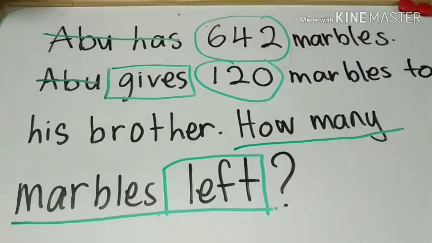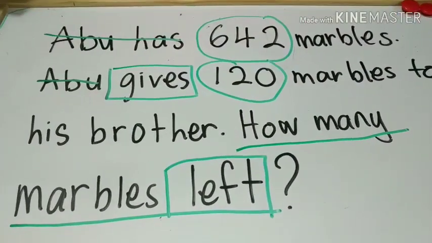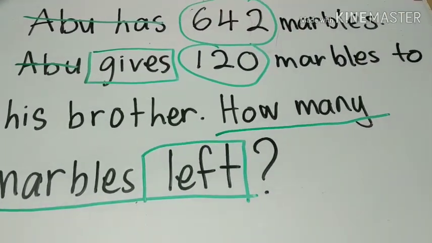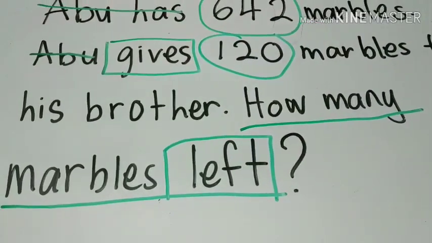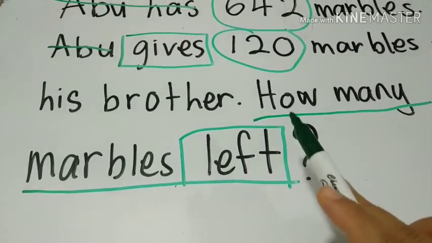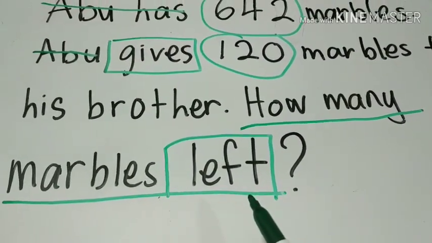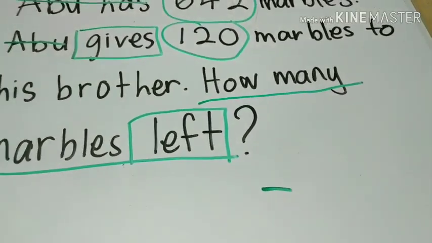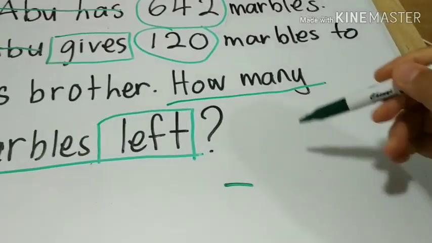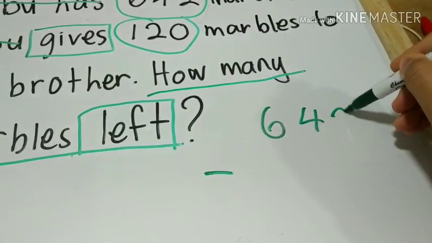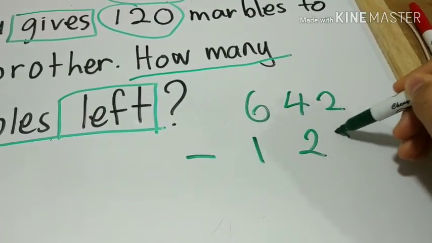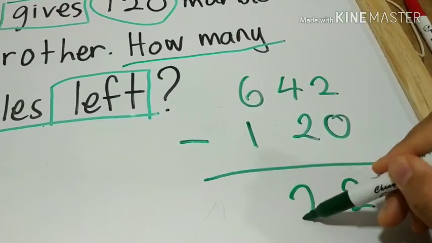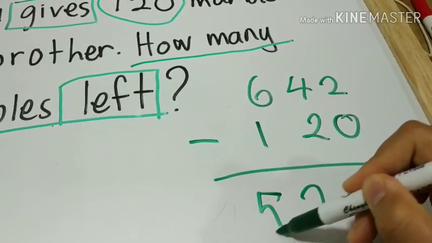Okay, that's all. Okay, so S, solve and check. So, we have numbers 642 and 120. Words give and left. So, the question asks how many marbles left. Left is the keyword for subtraction operation. So you need to minus. Okay. 642 minus 120. 2 minus 0 is 2. 4 minus 2 is 2. 6 minus 1 is 5. Okay.